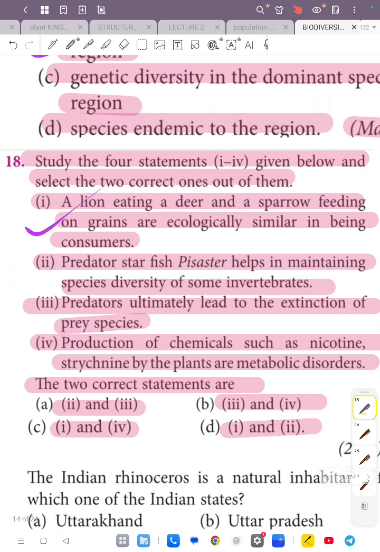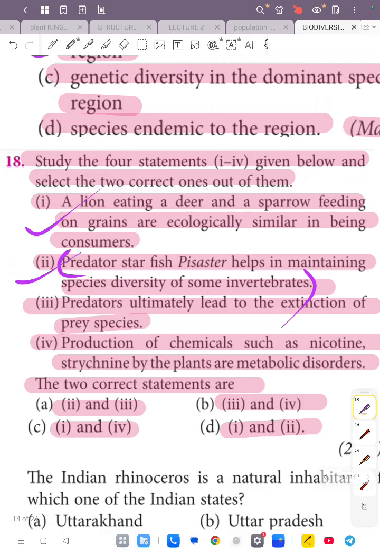So option number one is correct. Statement number one is correct. Then predator starfish. Now this is from organisms and populations, if you remember, right? There was a predator called a predator starfish, Pisaster, right? It helps in maintaining the species diversity of some invertebrates, right? Yeah. So there were 11 invertebrates, and NCERT clearly mentions that. So option number two becomes correct.